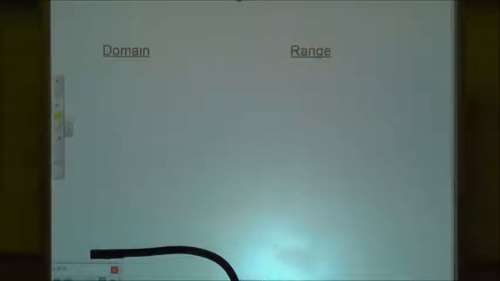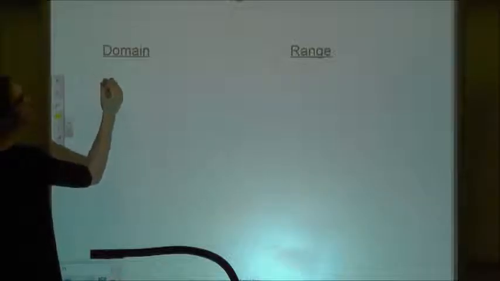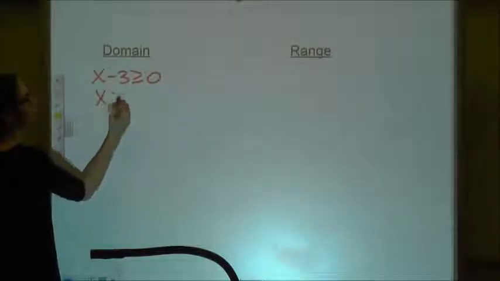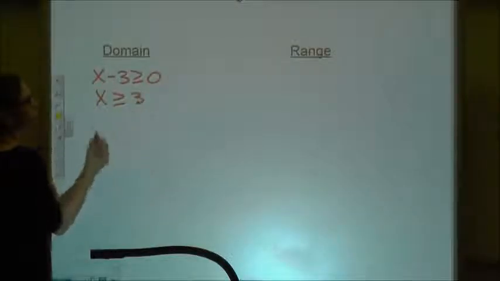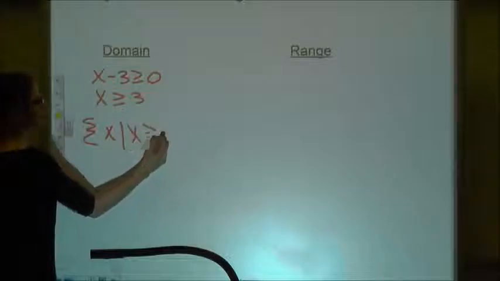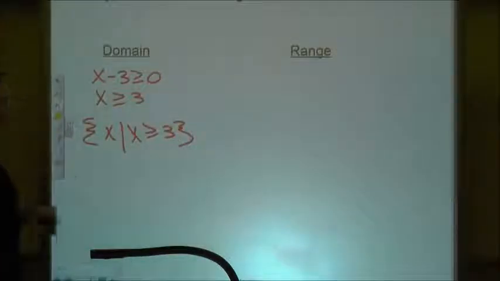Alright, so let's check ourselves. For our domain, we did x minus 3 is greater than or equal to 0. So your x should be x is greater than or equal to 3. Notation would be x line x is greater than or equal to 3. Close it. So this is our domain.